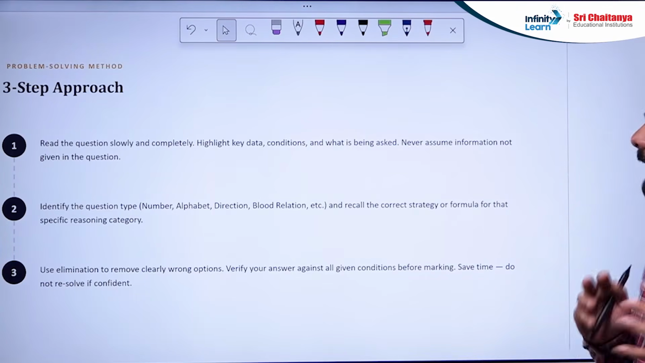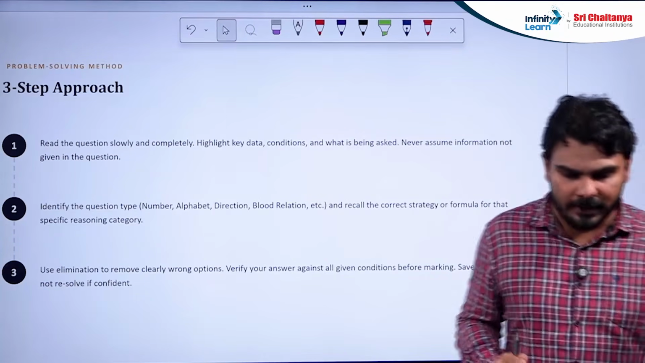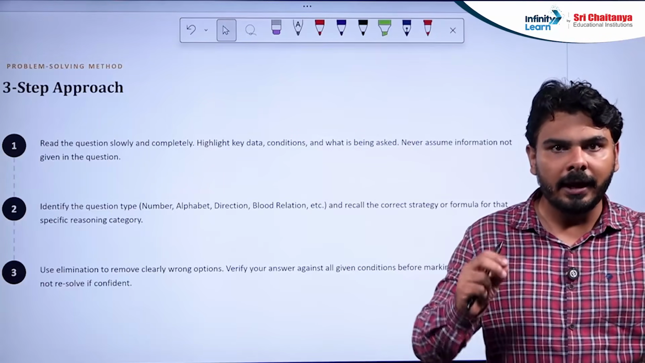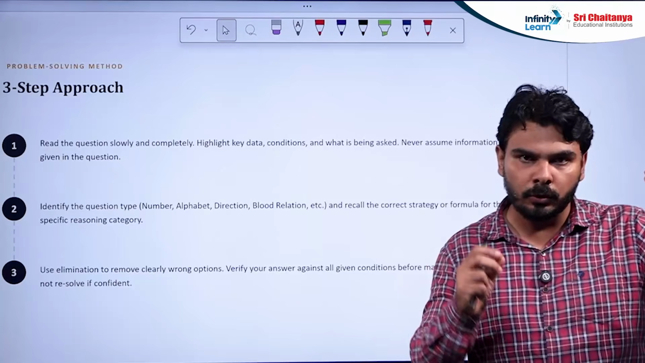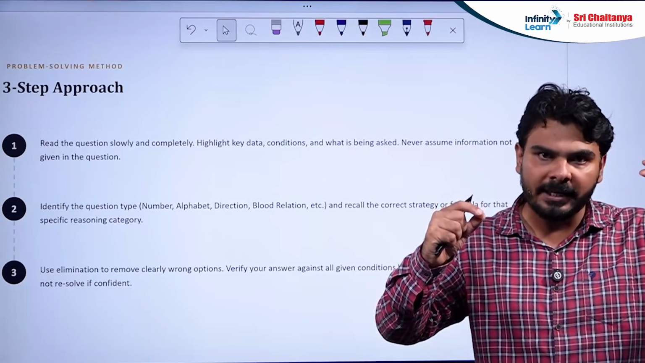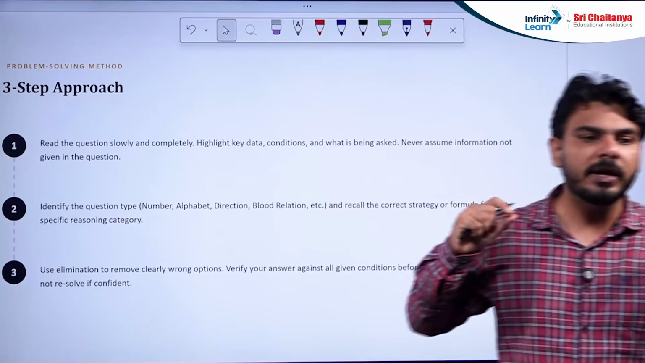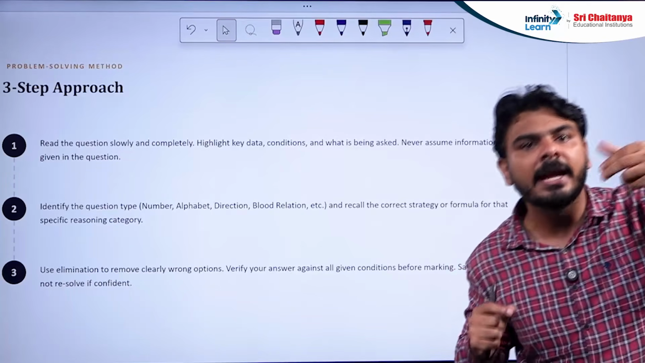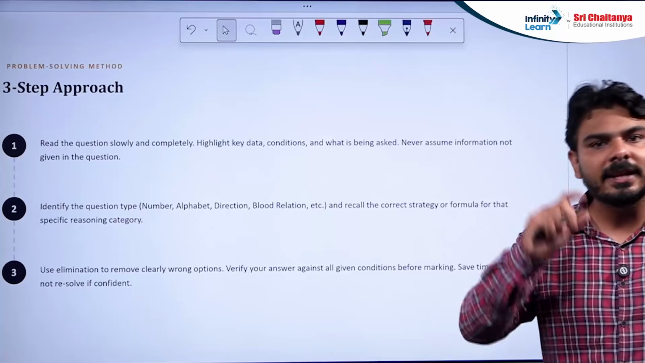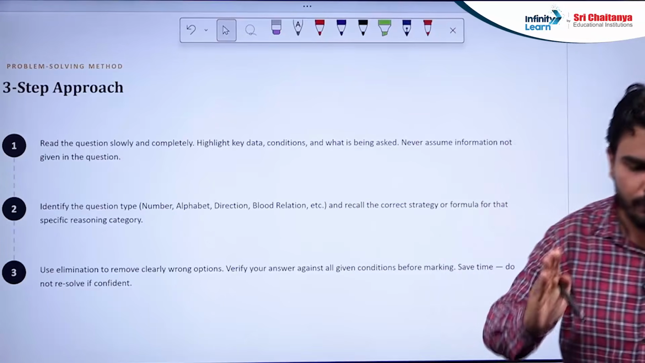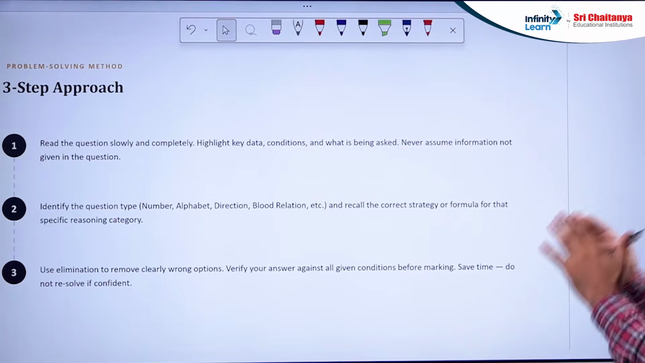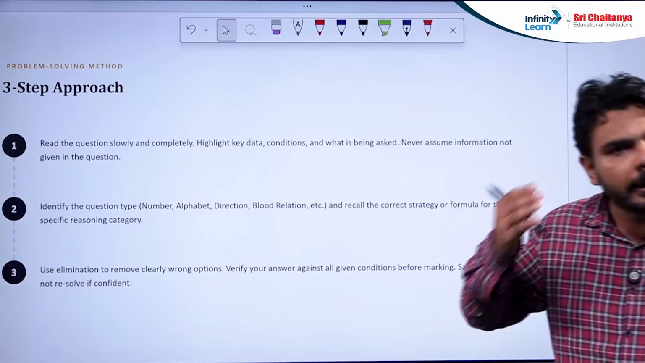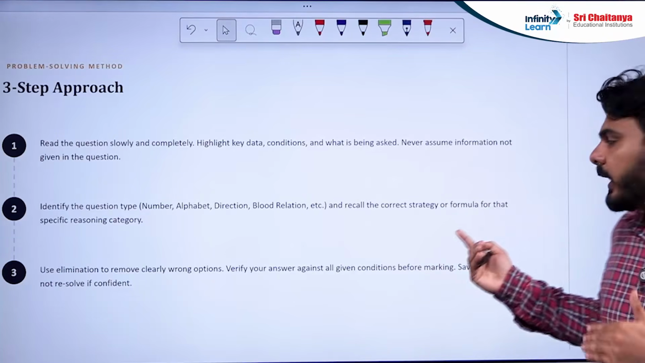The second point is to identify the question type. Sometimes a question is from coding-decoding, and there is also an alphabet type question. There are two topics, alphabet test and coding-decoding. Some students think that this question is from alphabet test and they attempt it taking that chapter. They don't see that the question is from coding-decoding. So first of all, whenever you are given any question, you have to first understand which chapter that question is coming from. Then afterwards you attempt that question.